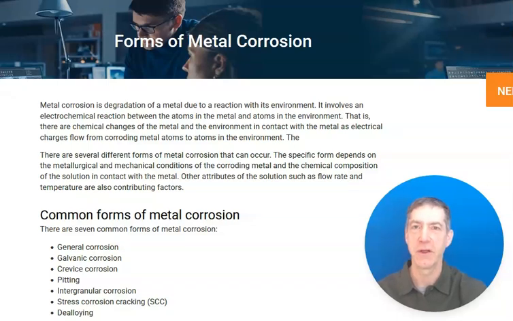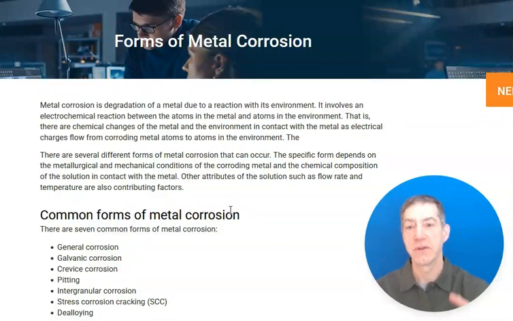In this video, I'll explain a little bit about the forms of metal corrosion. This video is a companion to the article on our website with the same title, Forms of Metal Corrosion. So there are several different common forms of corrosion. Corrosion is the degradation of a metal due to a reaction between the metal and its environment, and it involves an electrochemical reaction between the atoms of the metal and the atoms in the environment.